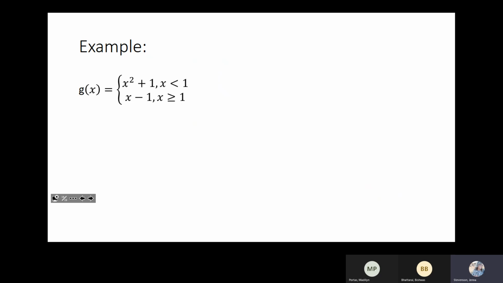Okay, let's try one more just to solidify it. Okay, so you have g of x is x squared plus 1 when x is less than 1. And you have x minus 1 when x is greater than or equal to 1. Okay, so step 1, determine what g at 1 is. This time we're going to use the x minus 1 because it's included, and we get 0.